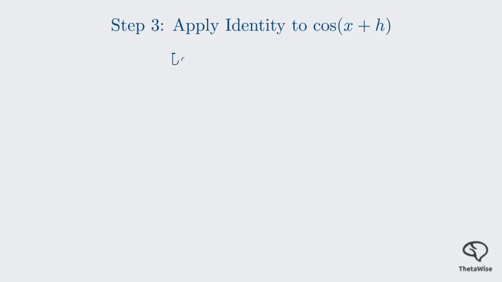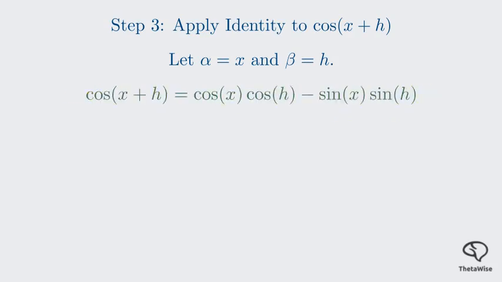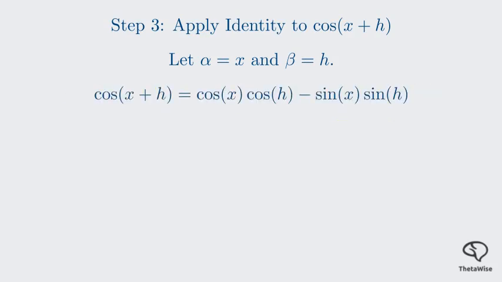Let's apply the compound angle identity to the cosine of x plus h. In our case, alpha is x and beta is h, so cos of x plus h becomes cos x cos h minus sin x sin h. We've now successfully expanded the term that was causing our limit to be difficult. This expansion is a crucial step in the simplification process. Now, let's substitute this expanded form back into our limit expression.